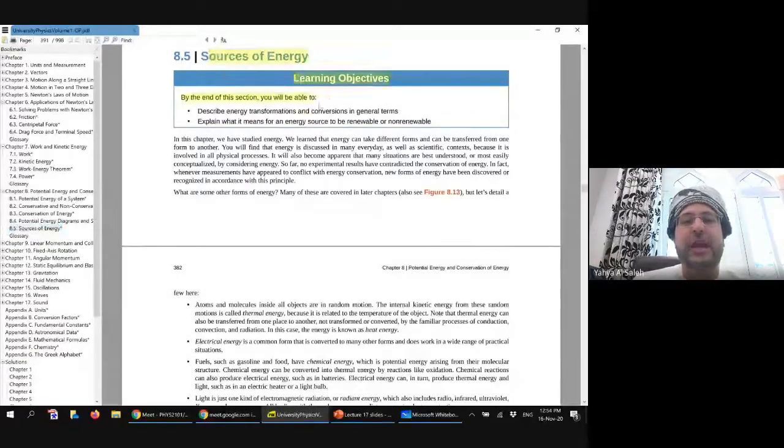Now, this is more of a chatty section. When we studied energy, we learned that it can take different forms. It can transfer from one form to another. But until this last slide, we never spoke about where this energy comes from. We always assumed there was some energy.